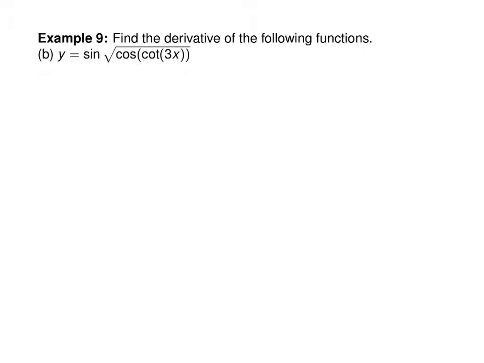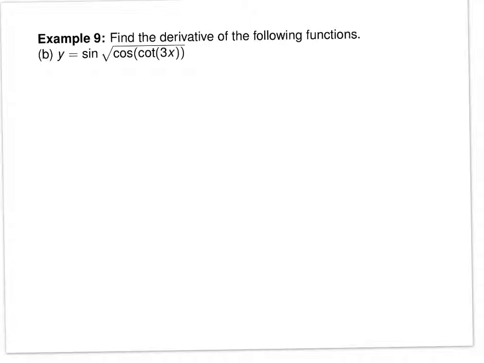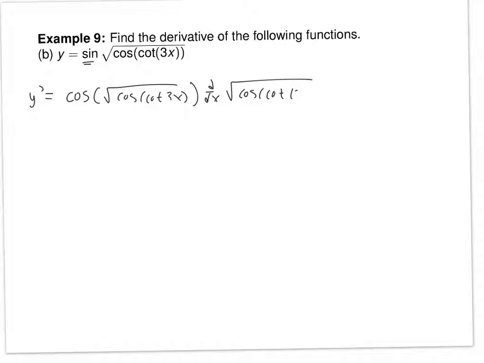All right. So who is your outermost function? The sine. So that's derivative of that sine will be cosine. Does the stuff inside change? No. Root cosine of cotangent of 3x. We still have to differentiate the root of cosine of cotangent of 3x.